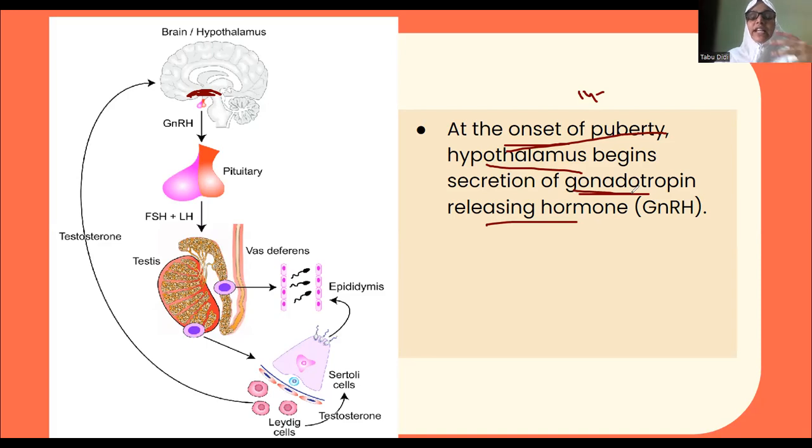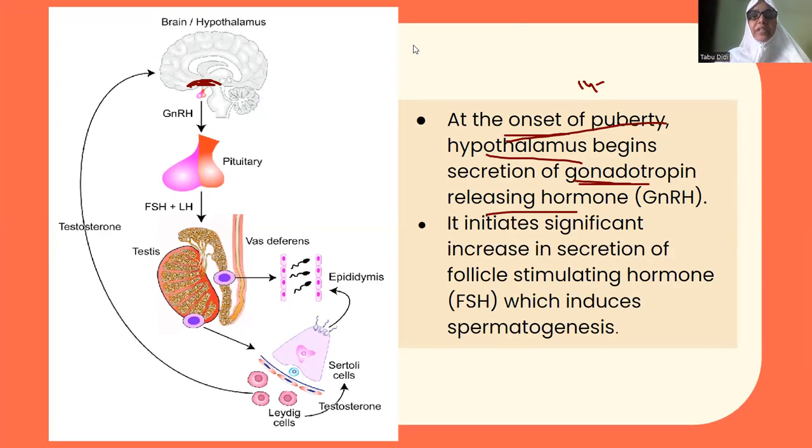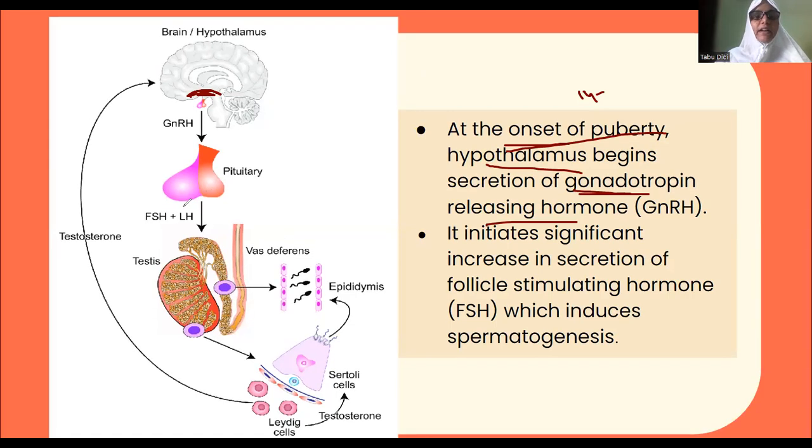So they will secrete this hormone known as gonadotropin releasing hormone. This hormone in turn will do what? It will trigger the pituitary gland to secrete follicle stimulating hormone and LH hormone. These are the names of the hormones you need to know.